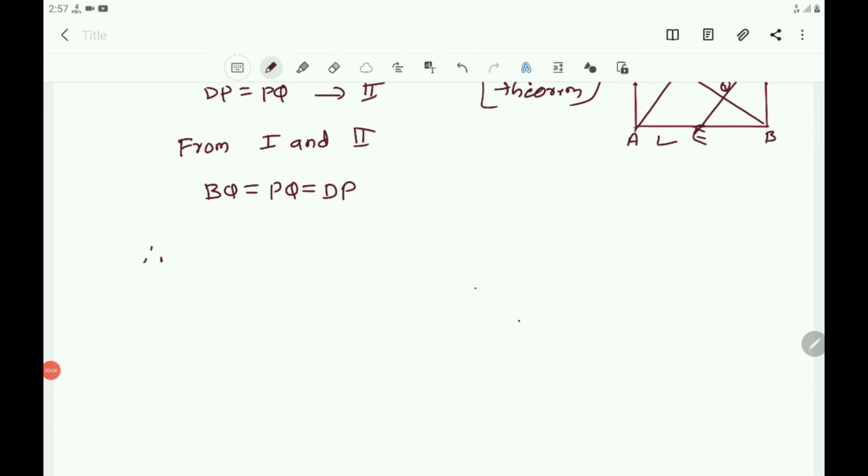Therefore you write, CE and AF trisect the diagonal BD.